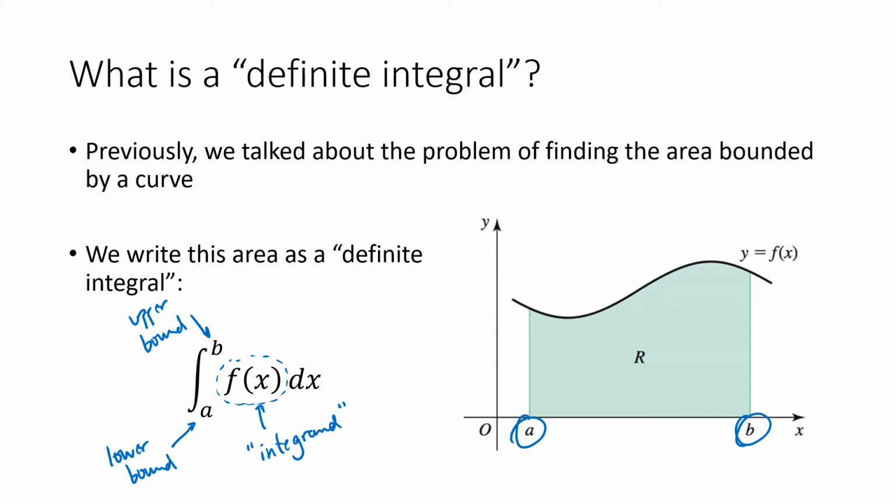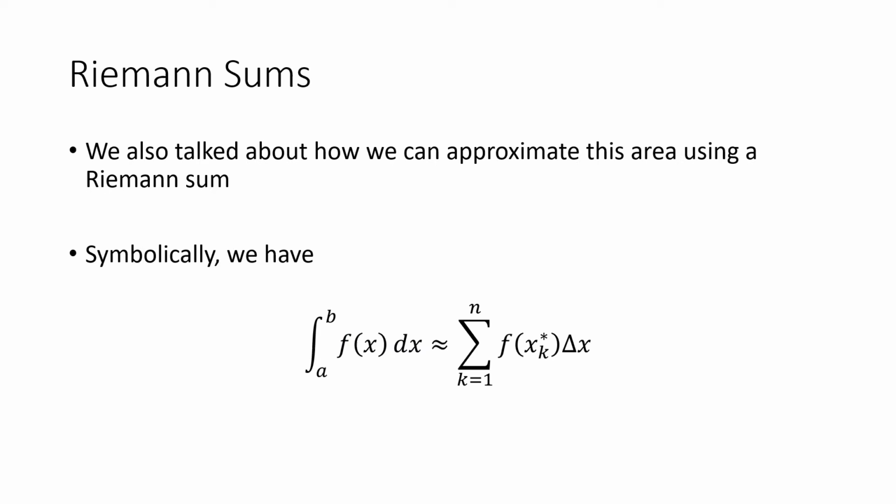So that's our notation for this area problem. It's nothing new. It's what we've been talking about before. We just have a notation for it now. So we also talked about how we can approximate this area using a Riemann sum. Symbolically, what we're saying is that this definite integral, which is the exact area, is approximately equal to our Riemann sum, which is an approximation of the area.